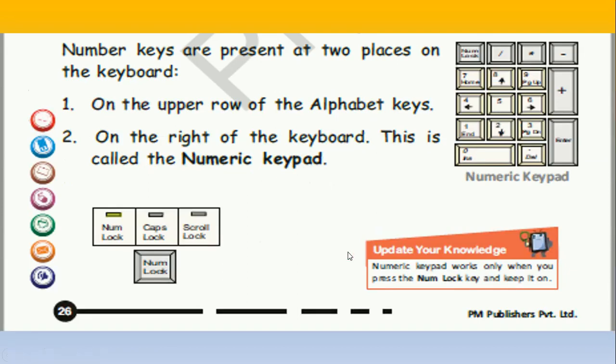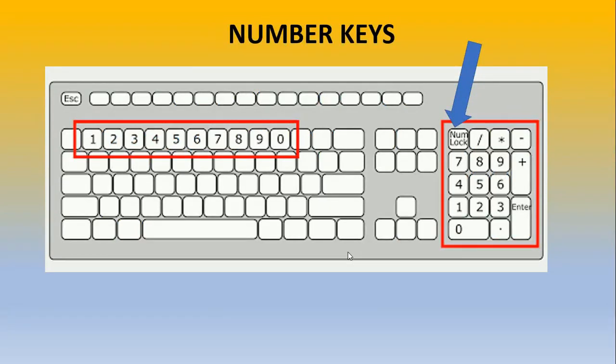Number keys are present at two places on the keyboard. On the upper row of the alphabet keys, and on the right of the keyboard, which is called the numeric keypad. See here, in this keyboard you can see there are numbers in two places. One on the upper side of the alphabet keys and second on the right hand side of the keyboard. These are called number keys.